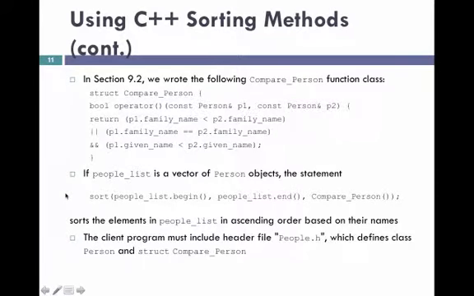Now, if people list is a vector of persons, then here's a sort statement that would place them in order according to this compare person function. Now, the client program must include the file people.h, which defines the class person and this struct compare person.